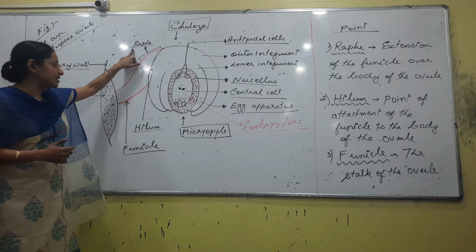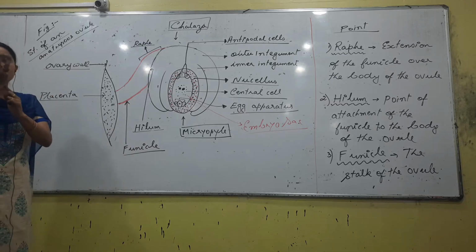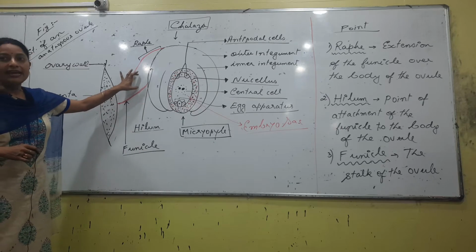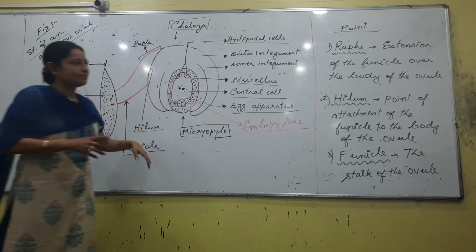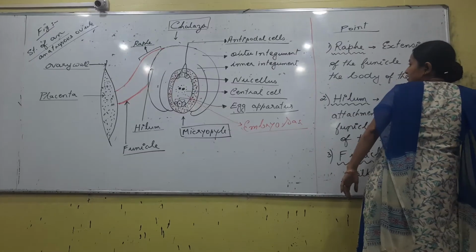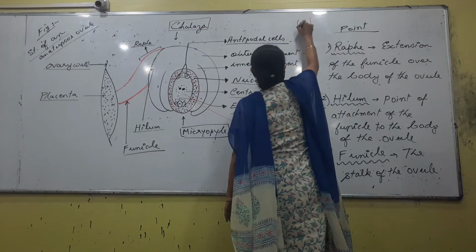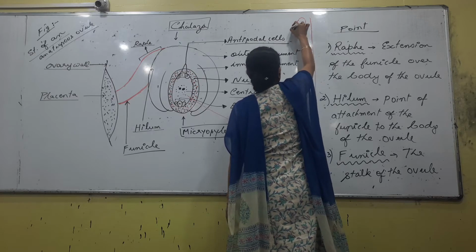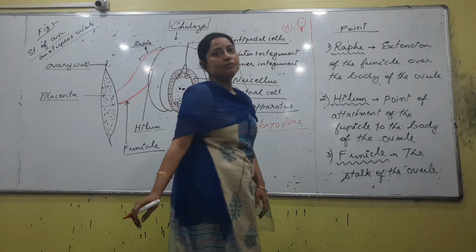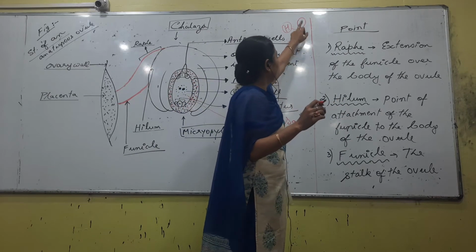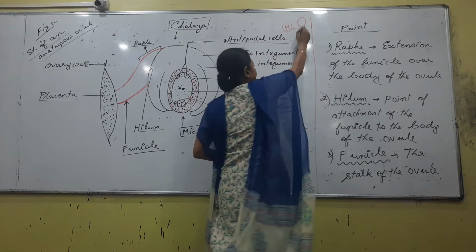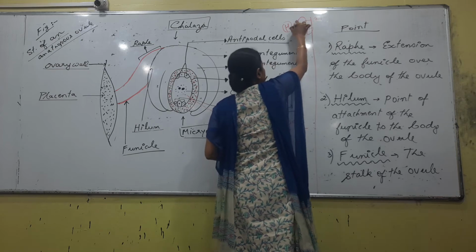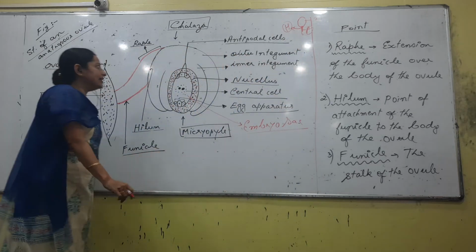As far as hilum and raphe are concerned, what is hilum? The point where that stalk and the ovule are attached is called what? Hilum. The point of attachment of the funicle and the ovule. Since we are drawing the diagram like this, it might be a little bit confusing, but if this is the ovule, if this is the stalk, what do we call this point? Hilum. The point of attachment of the funicle with the ovule is called hilum. This is the funicle. This is the ovule. This point we call hilum. Right. Next, we have raphe.